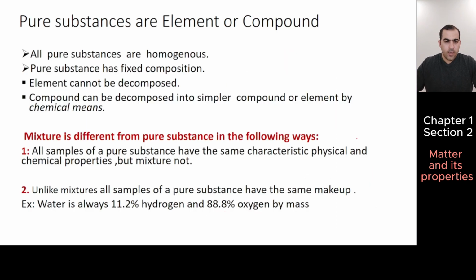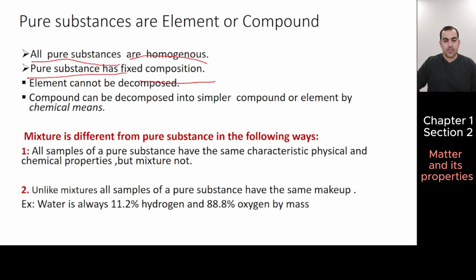Okay, pure substances are elements or compounds. All pure substances are homogeneous. Water is homogeneous. All the H2O molecules are equally distributed, like pure substances. Also elements, like iron. You see that all parts of the iron metal are equally distributed. So all pure substances are homogeneous.